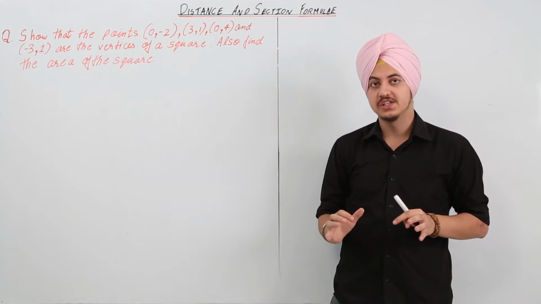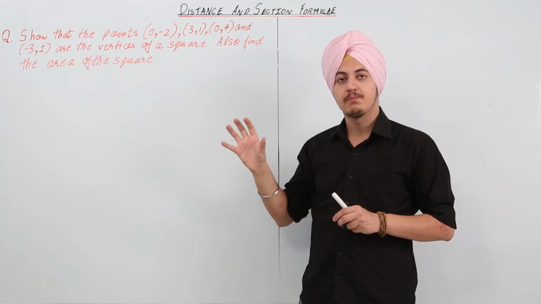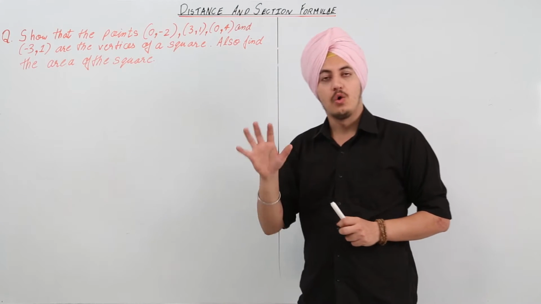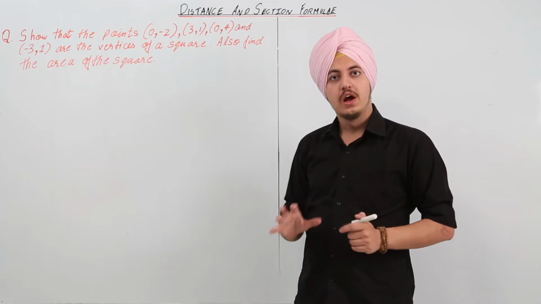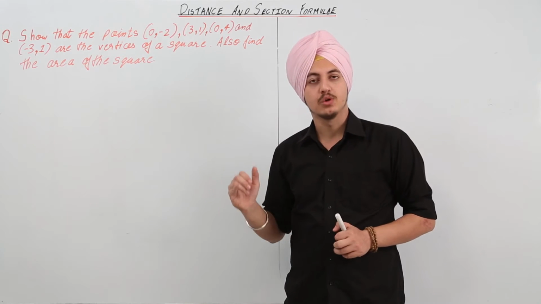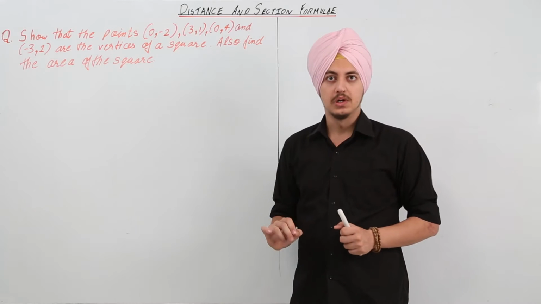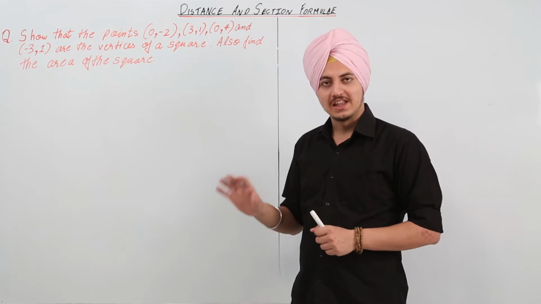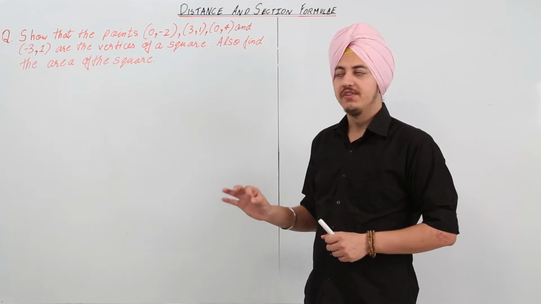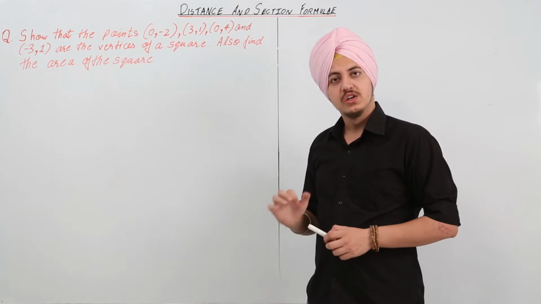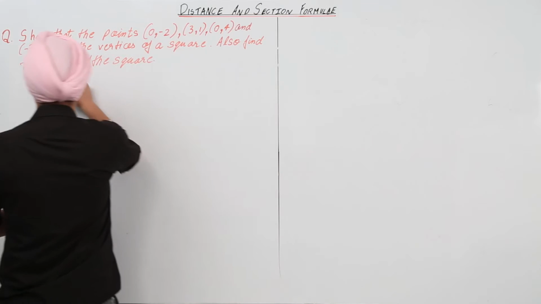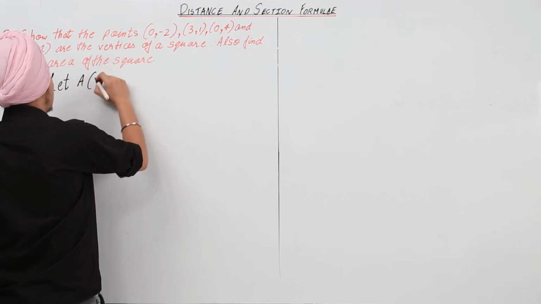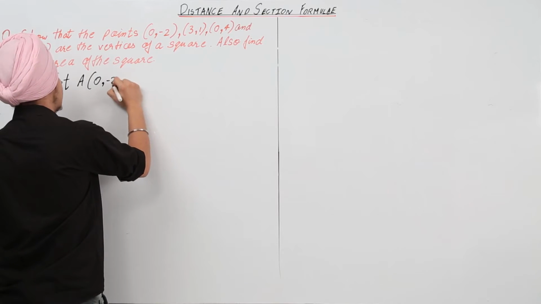What are the conditions for 4 particular points to be the vertices of a square? All the sides of the square are equal, and both of its diagonals are equal. So if we prove that all the 4 sides are equal and that the diagonals are equal, we will prove that these are the vertices of a square. So let's start the question by marking all these as points.